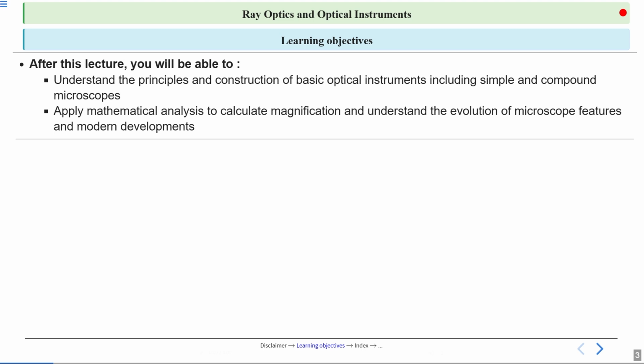Moving on to our second objective, we will apply mathematical analysis to calculate magnification. This involves understanding how lenses work together to enlarge images. We will also explore the evolution of microscope features and modern developments, highlighting how advancements have improved our ability to observe minute details. Remember, magnification is key to enhancing our observational capabilities.